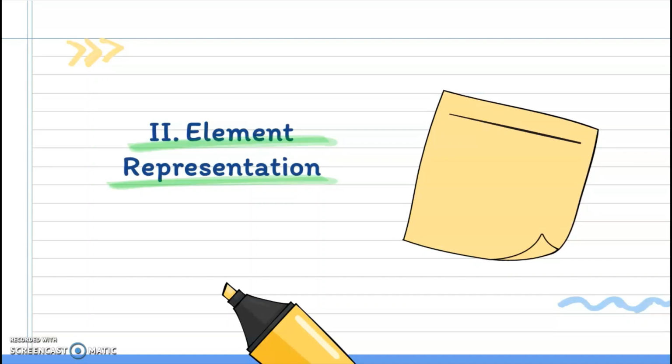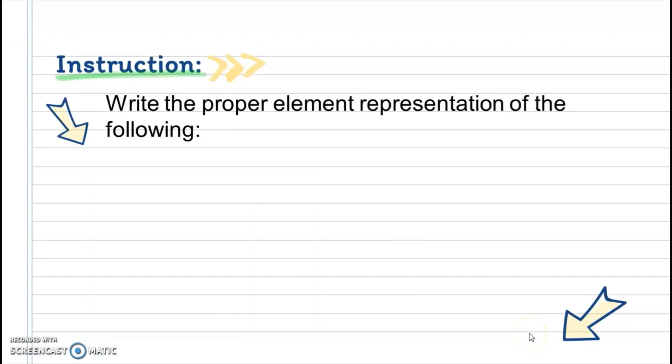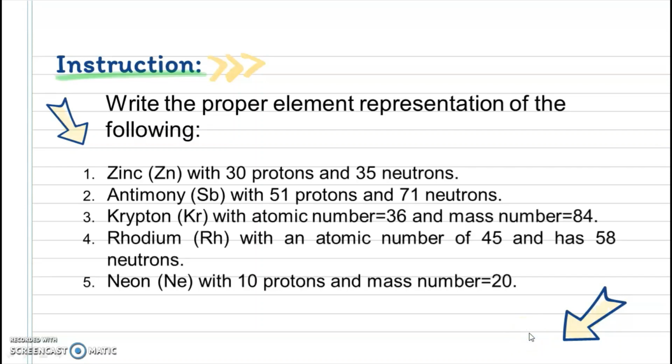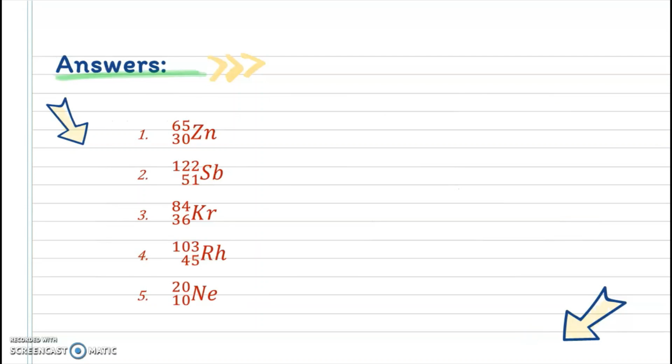So, for part 2, it is about element representation. Write the proper element representation of the following. So, we also have 5 items. Try to answer it on your own before looking at the correct answers. These are the correct answers. Did you get them?